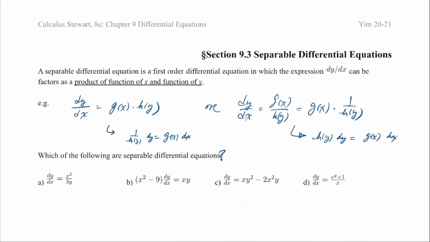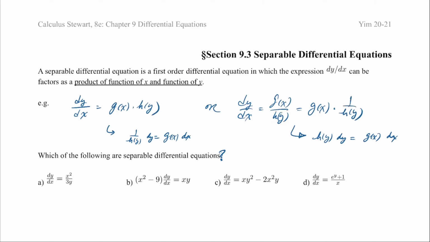The separable differential equation is a first-order differential equation in which the expression dy/dx can be factored as a product of a function of x and a function of y. What that literally means is that you can write dy/dx is equal to g of x times h of y. Sometimes it's hidden. It could be written as g of x over h of y, but as we all know, the quotient is a form of product, right? We could separate them, this right here, as a 1 over h of y.